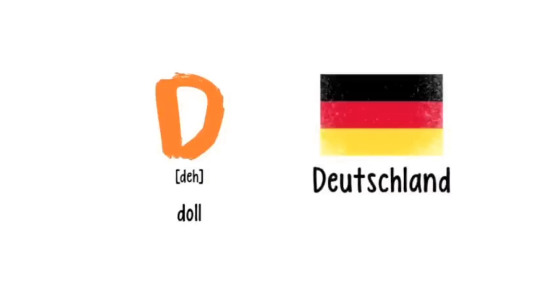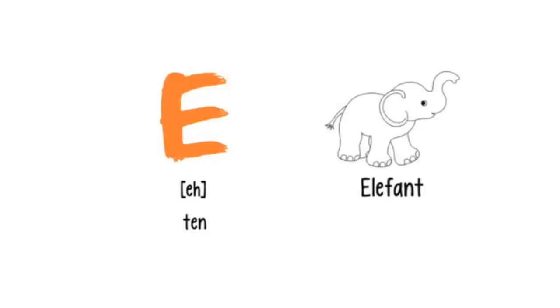D sounds like the D in the word doll. Here we have the example of the word Deutschland, which means Germany. Now let's have a look at the letter E, which is pronounced like the E in the word ten. The German word with the letter E is Elefant, which means elephant.